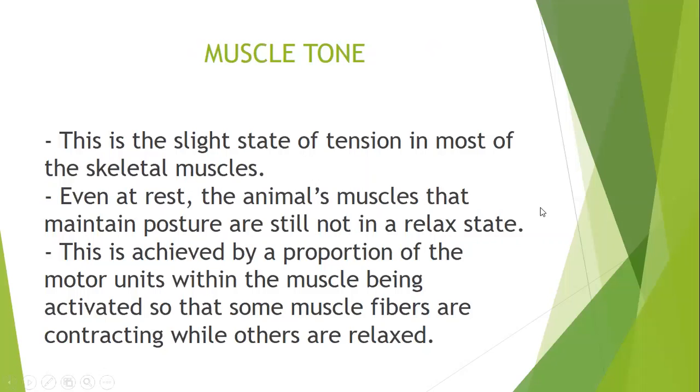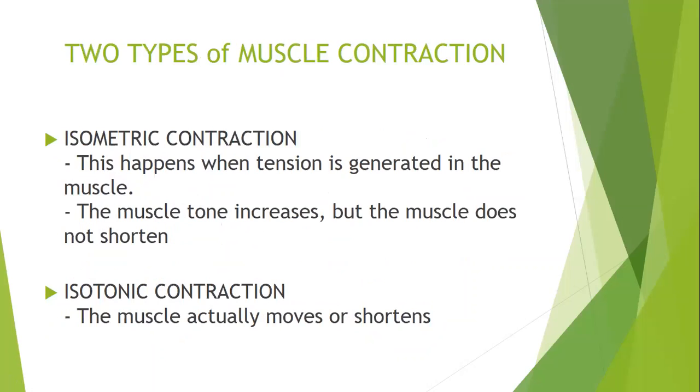Muscle tone. This is a slight state of tension in most of the skeletal muscles. Even at rest, the animal's muscles that maintain posture are still not in the relaxed state. This is achieved by a proportion of the motor units within the muscle being activated so that some muscle fibers are contracting while the others are relaxed. So even while you're standing or sitting, there are certain muscles that are actually working to keep your back straight, to keep you standing.